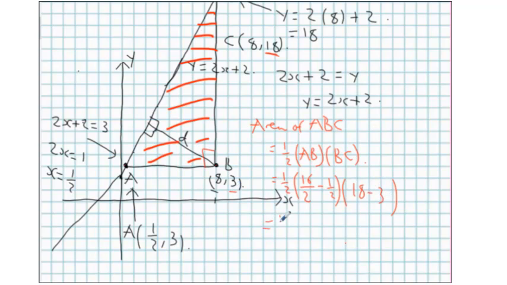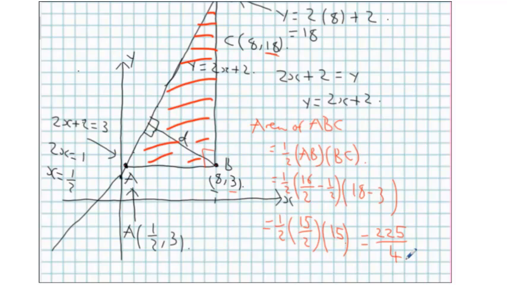So that would be a half times 15 over 2 times 15. So that could be, well, 15 times 15 over 2 times 2. So that could be 225 over 4. So now we know the area of that triangle.